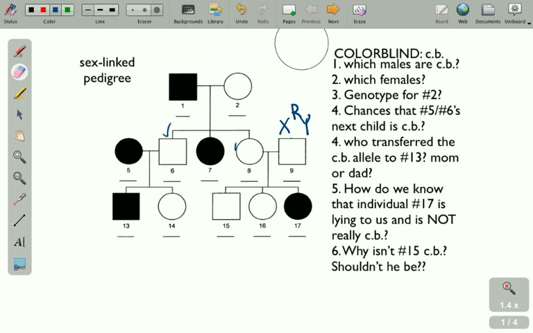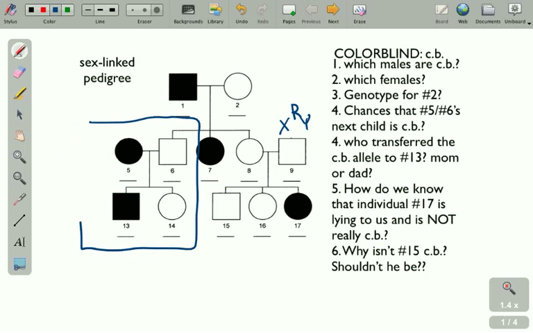Cool? What else do we know? Let's look at this part of the family here. We know this lady because she's totally shaded, and we know this guy because he is not. If I ask you, how did this boy become colorblind? Well, dad gives a Y. It's not dad's fault. Mama gave one of her X little r's.